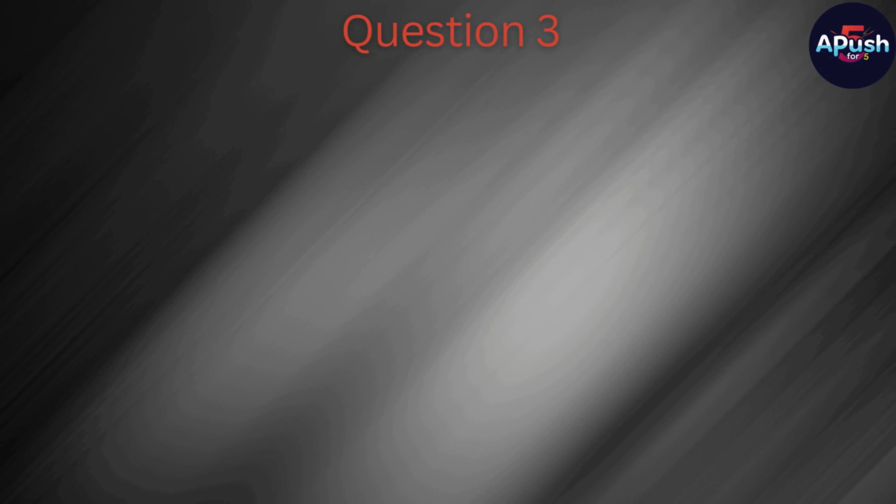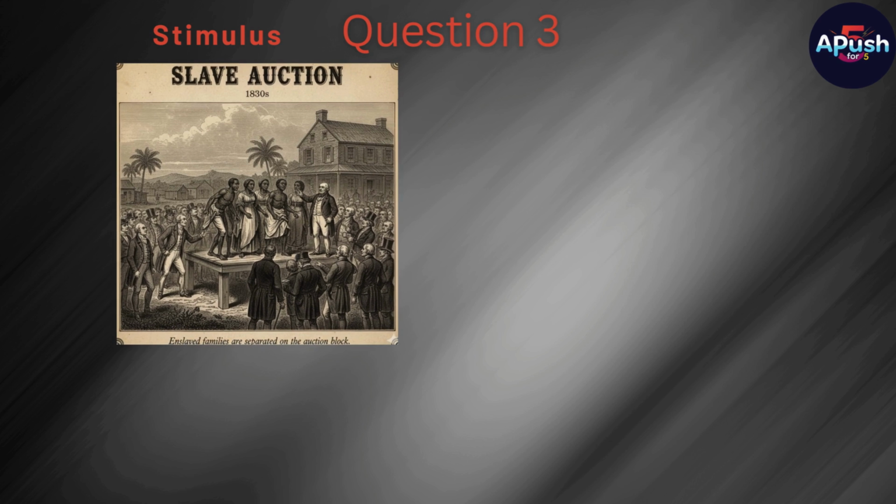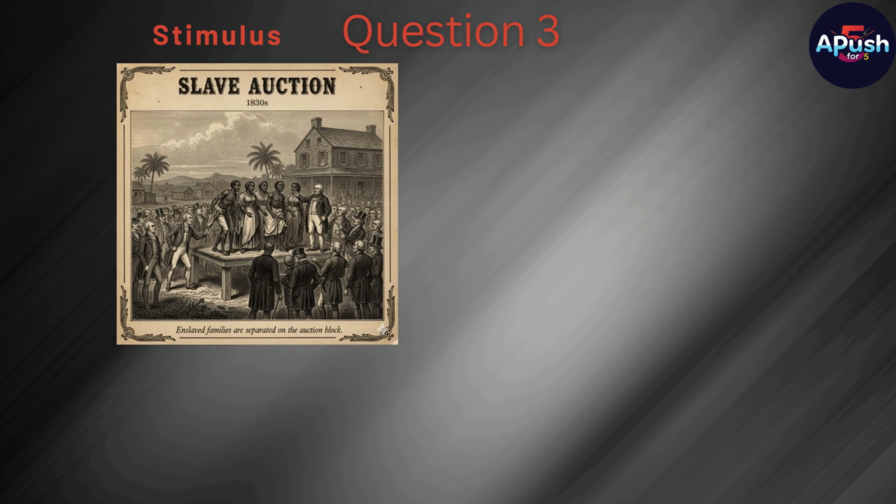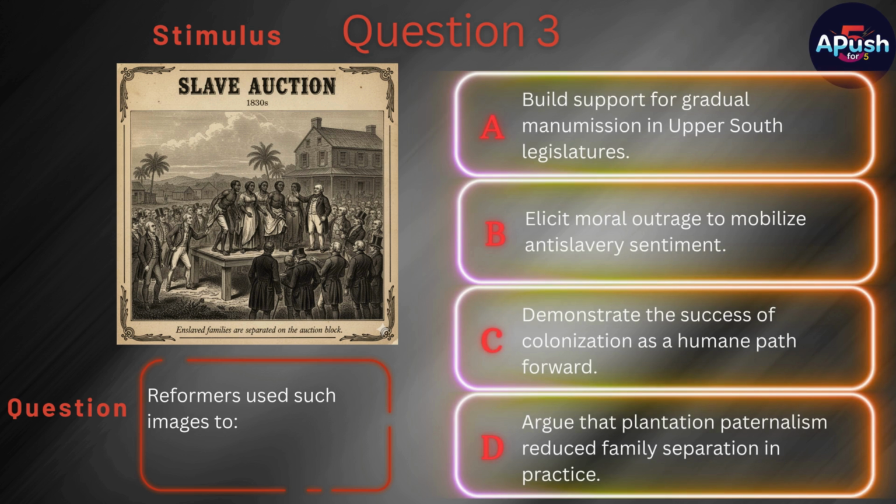Question 3. Stimulus. Illustration of slave auction, 1830s. Enslaved families are separated on the auction block. Question. Reformers used such images to: A. Build support for gradual manumission in Upper South legislatures. B. Elicit moral outrage to mobilize anti-slavery sentiment. C. Demonstrate the success of colonization as a humane path forward. D. Argue that plantation paternalism reduced family separation in practice.